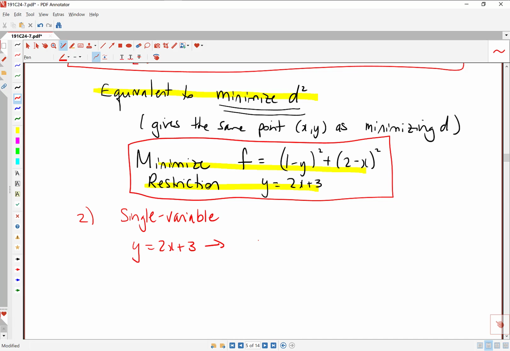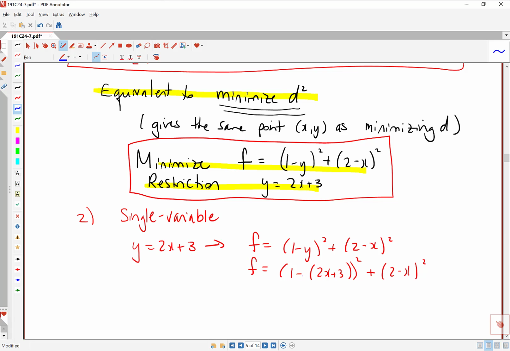You put that into your function so that you can turn your function into something that just involves x and doesn't involve y anymore. So our function is (1 minus y) squared plus (2 minus x) squared, and we're just going to sub in here and replace the y with the 2x plus 3. So this first term then looks like (1 minus (2x plus 3)) squared plus (2 minus x) squared. Okay, so let's work on cleaning up this first term.